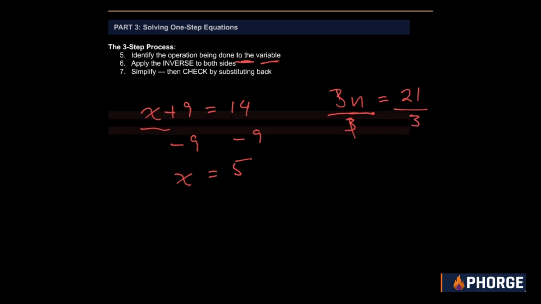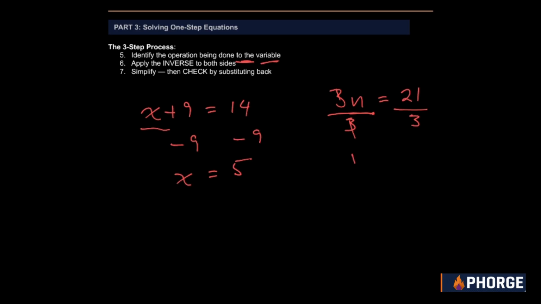So divide by 3. The 3's on the left here cancel out, so we're just left with n. And then 21 divided by 3, you remember your multiplication tables? Okay, it's 7.